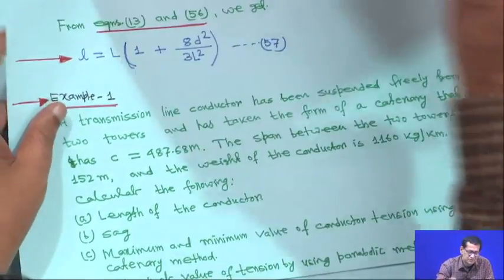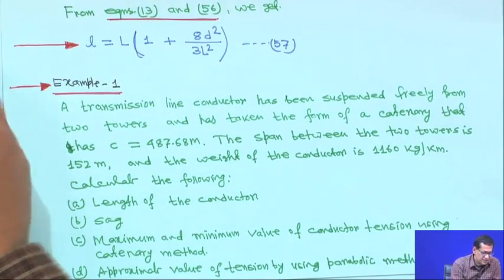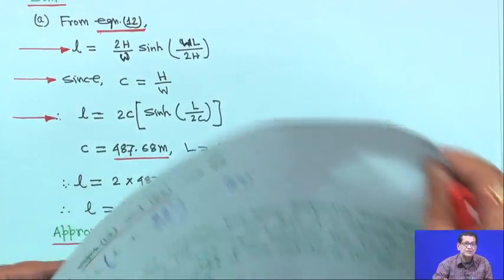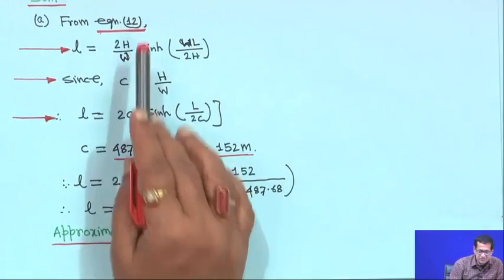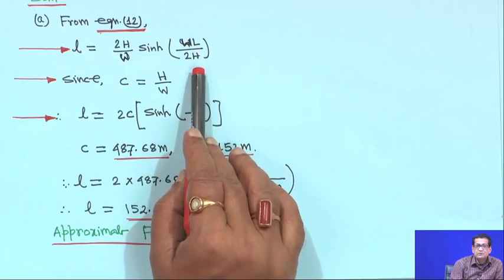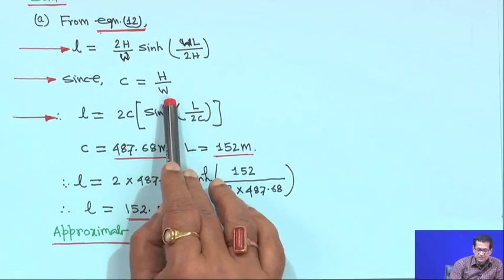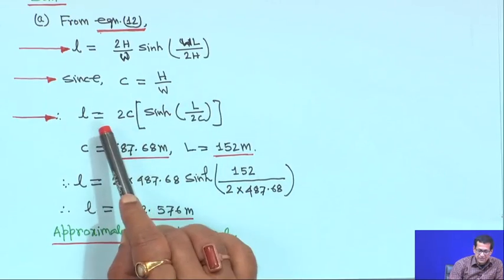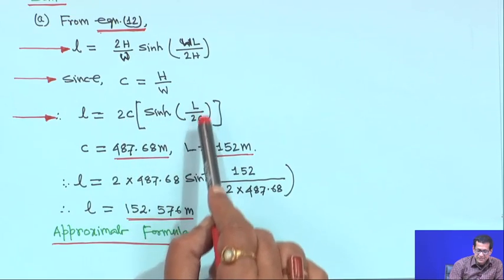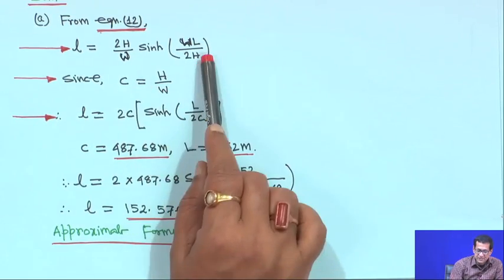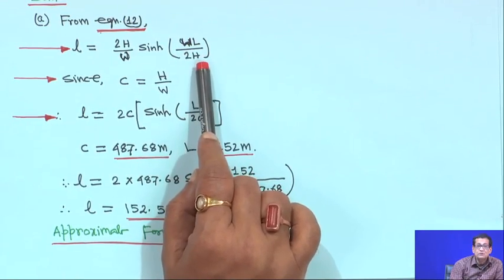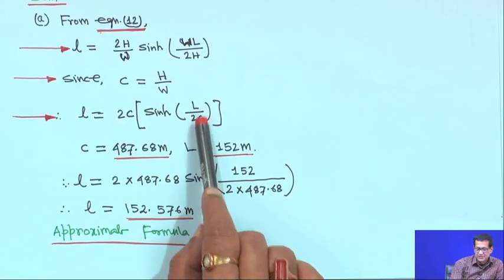So, how to solve it? Whatever formulas we have derived, you just have to stick to them. Problems here are quite simple if you can recall those formulas. From equation 12, we know l is equal to 2 H upon w sinh of w L upon 2 H. Since we know c is equal to H by w, therefore l is equal to 2c sinh of capital L upon 2c.